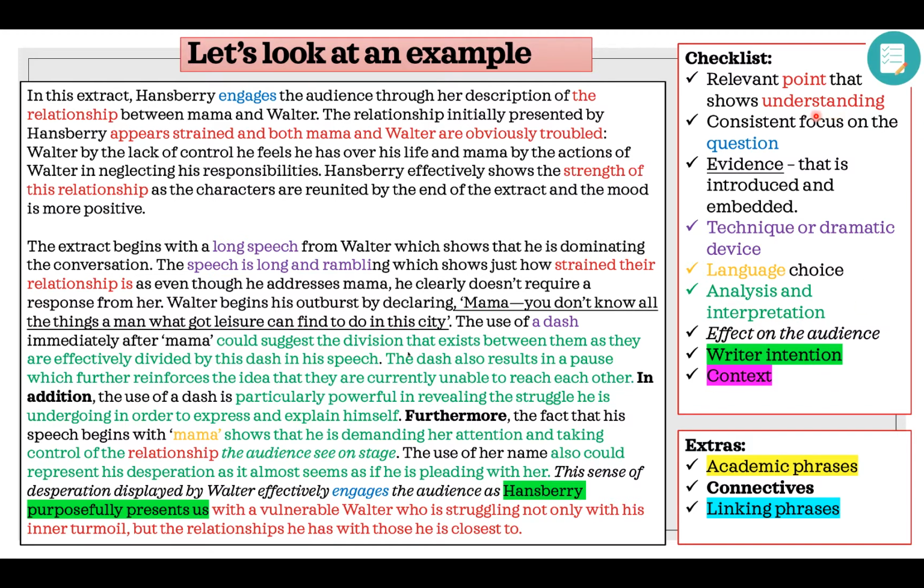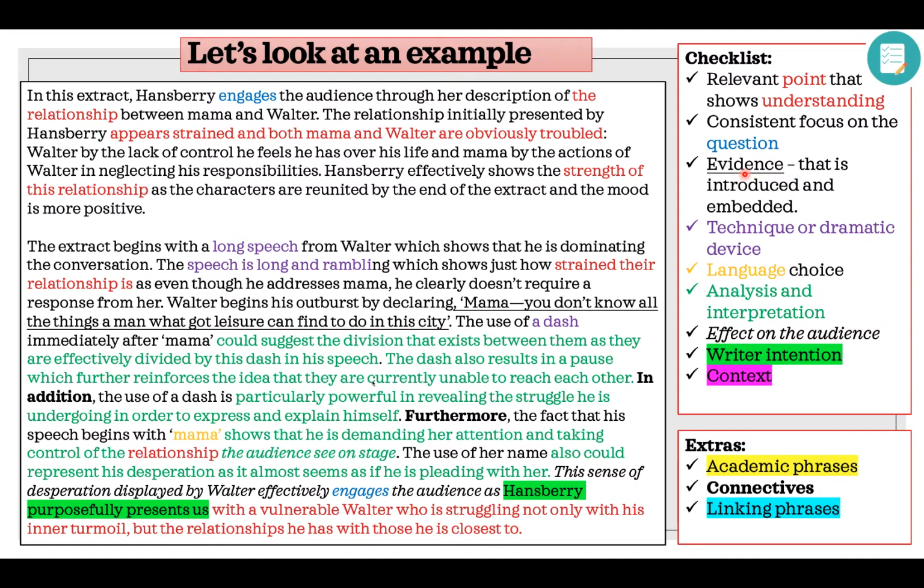Now we have the relevant points. Now if you notice, I've colour coordinated these, or I've underlined, or I've highlighted, because I actually want you to see where you find them in the example. So relevant point, but also every time that you show understanding, this is going to be in red. Consistent focus on the question, and notice how I've said consistent, because you do want to try and return to the question, not in every sentence, then it would get boring and repetitive, but you want to kind of refer to it throughout, even if you don't always say the word engage, but you say a synonym of the word engage.